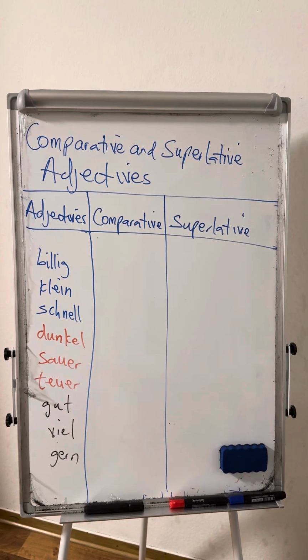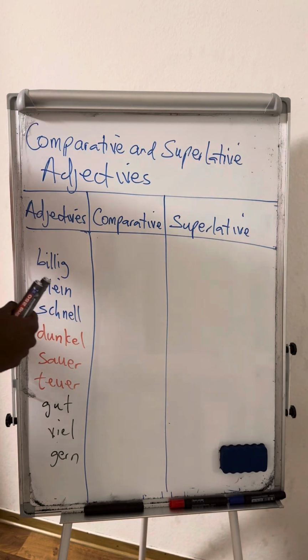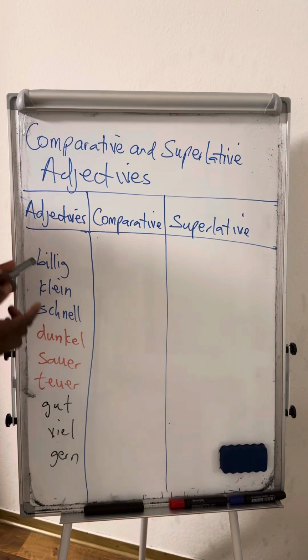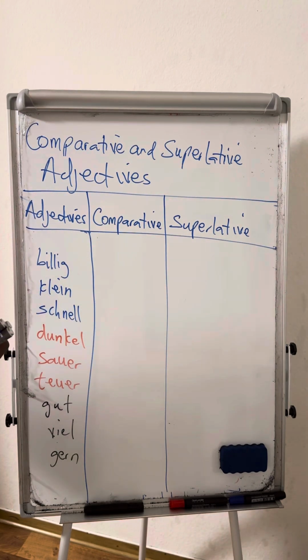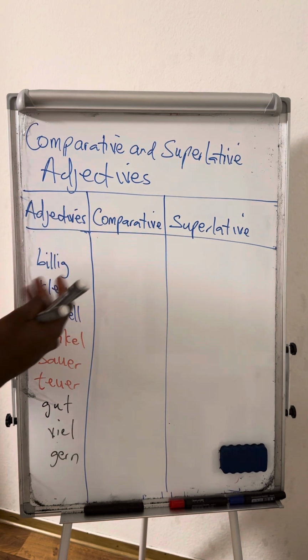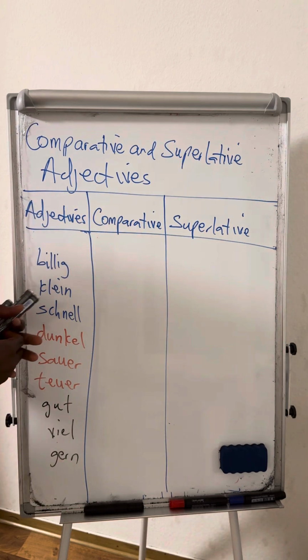Hello everyone. So today we are going to see adjectives and their comparative and superlative word forms. Just like in English, adjectives are words that we use to qualify nouns. And here are some of them, just like we have them also in English.